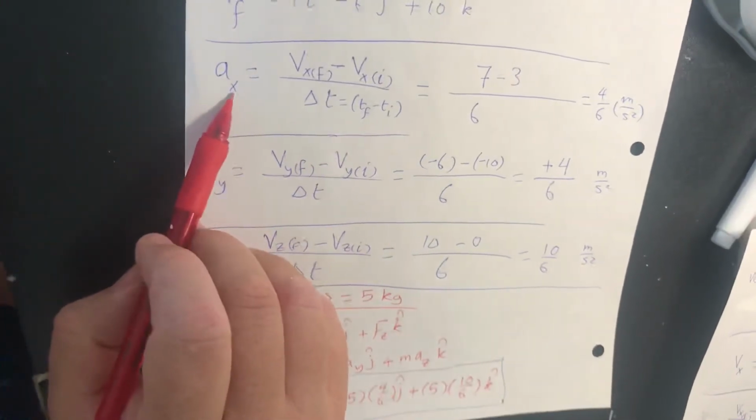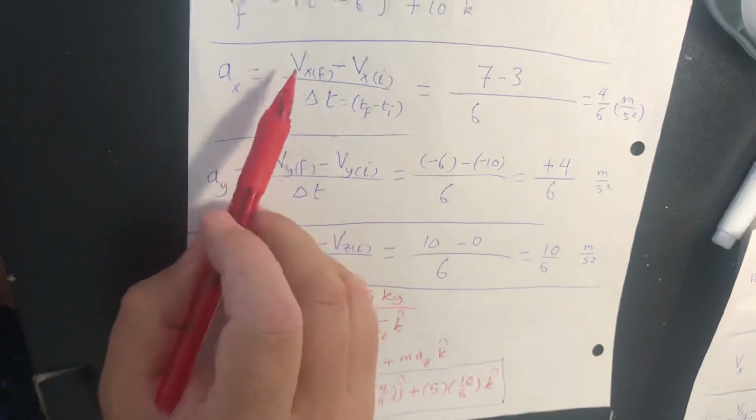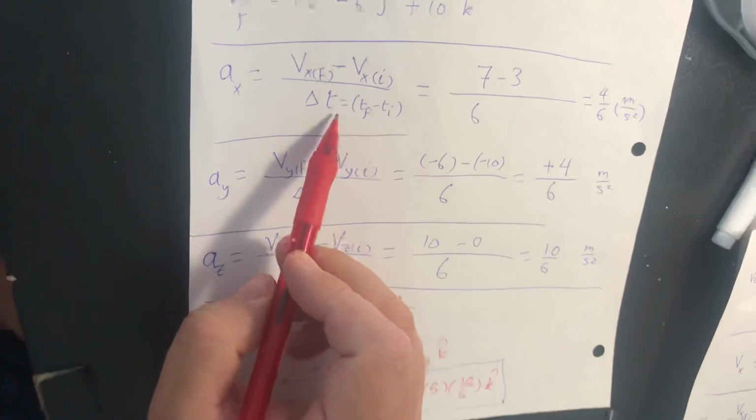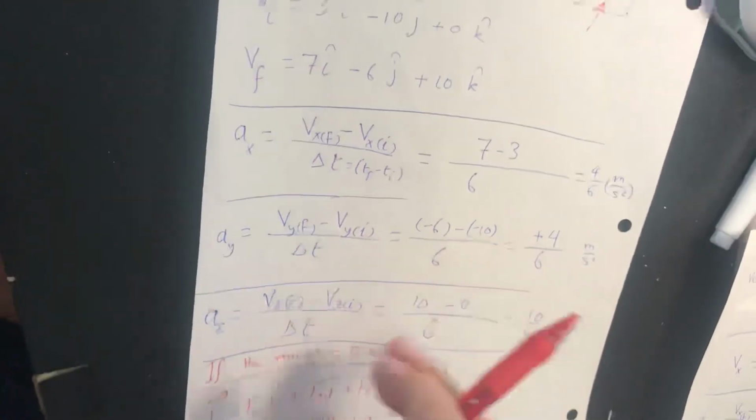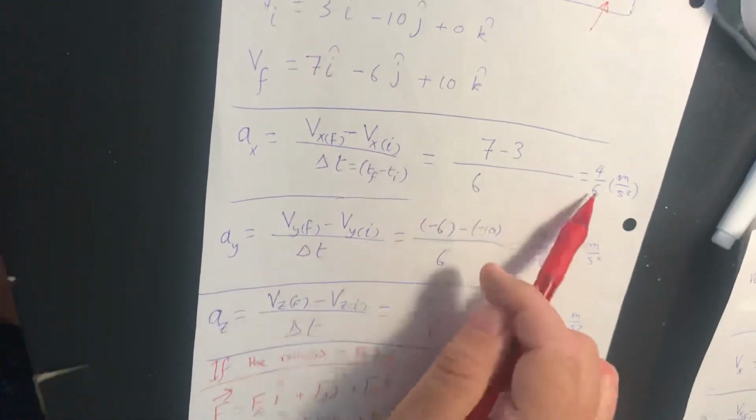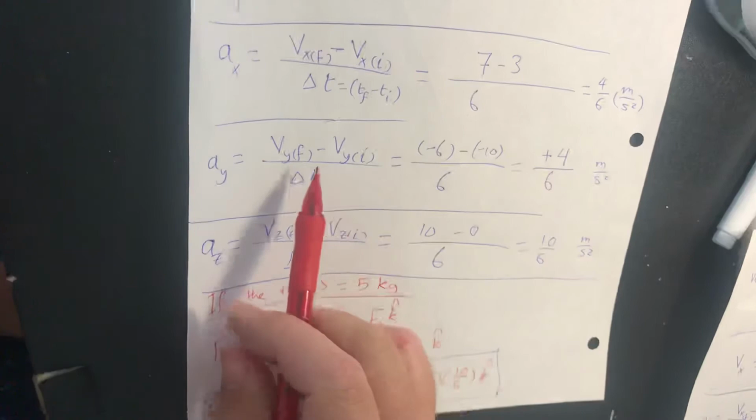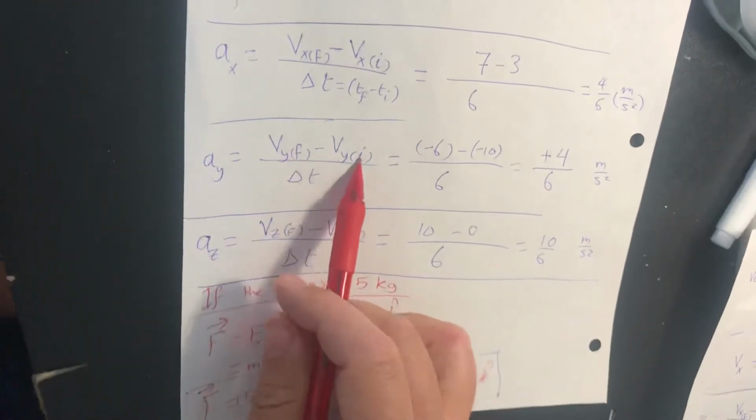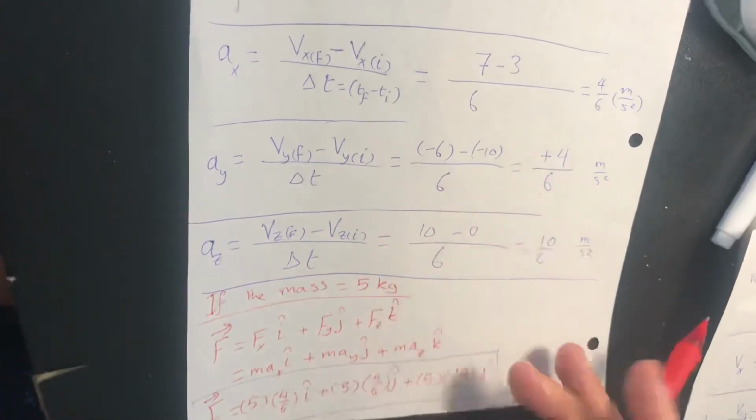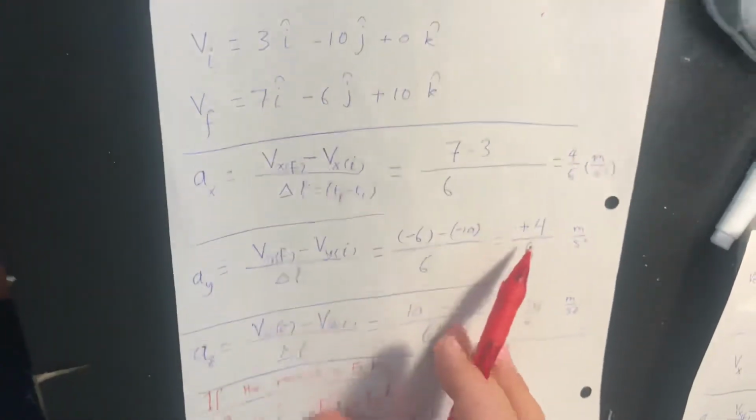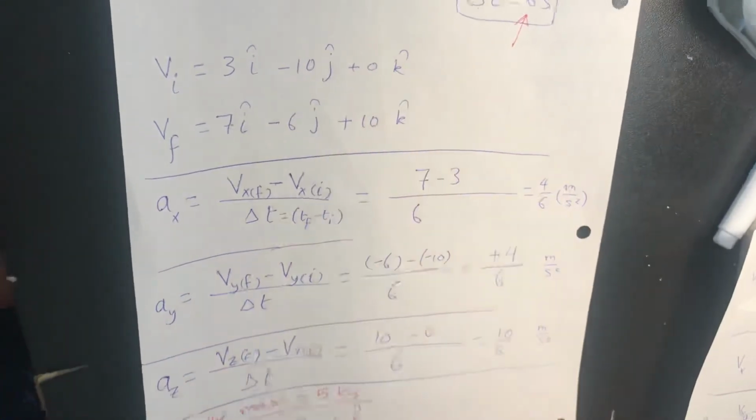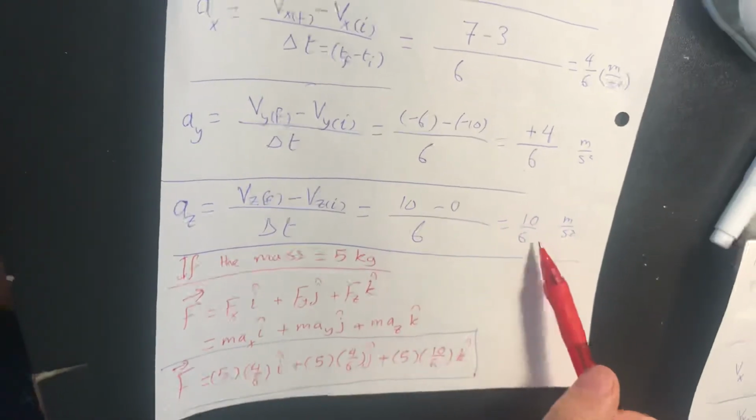So ax is equal to vx finally minus vx initially, over the time period. Vx finally is 7 minus 3, it is 4, over the time period, which is 6. And the same for vy finally minus vy initially, over the time period, which is 4 over 6 meter per second. And the same also for the change in velocity in z direction, which is 10 minus 0, which is 10, over the time period, which is 6.